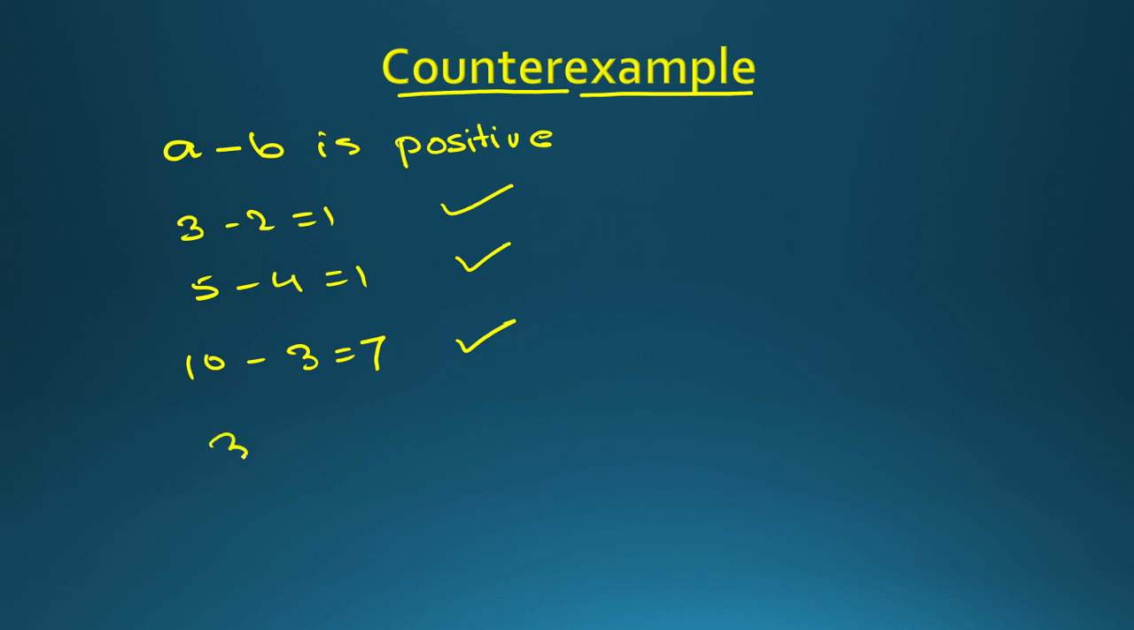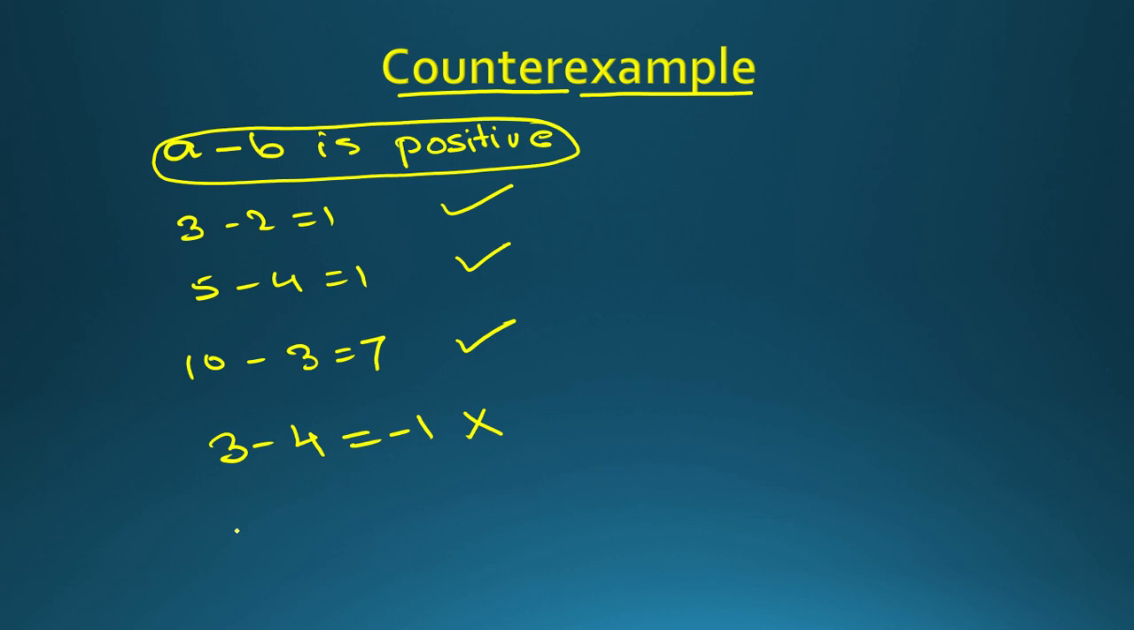Like if you have 3 minus 4, then it is equal to minus 1. So for this example, this statement will be wrong. This statement will be false. Okay. Similarly, you can have 7 minus 10. It will be equal to minus 3. So again, this example is making this statement false.